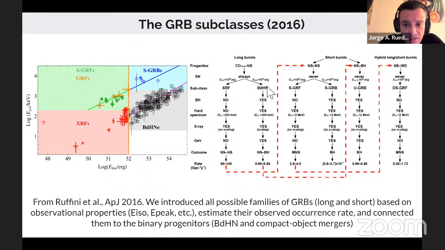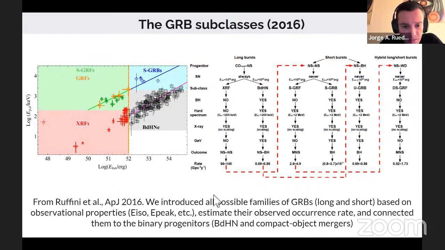So in this case, these are the cases where you form a black hole, and in these cases you don't form a black hole. We estimate from this analysis and all these properties, by looking at the spectrum and the possible X-ray emission and GeV emission, which I will come to, to infer a rate. What is the rate? How many GRBs do you observe per unit volume and per unit time? These estimates are in the local universe, so redshift 0.